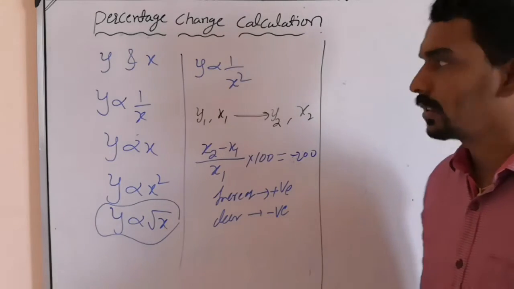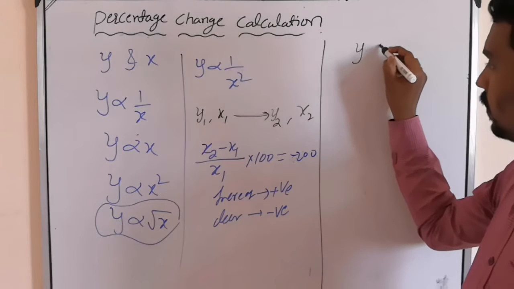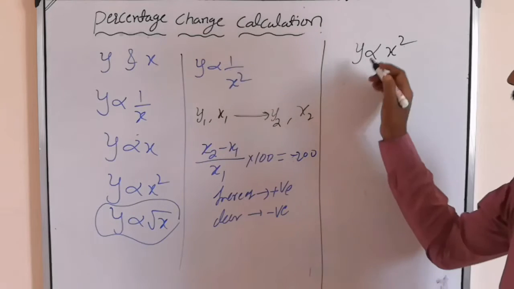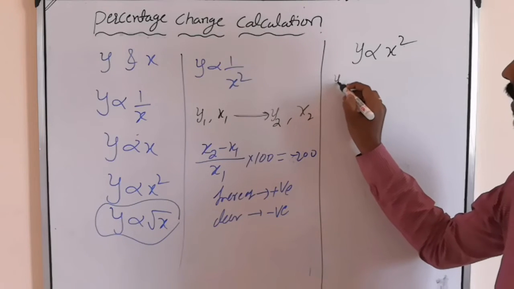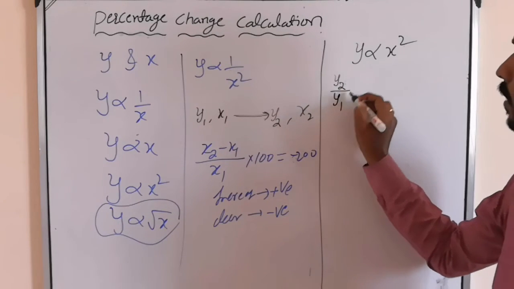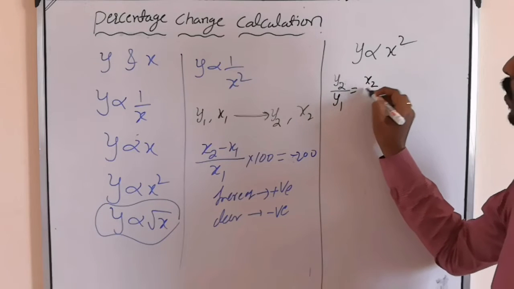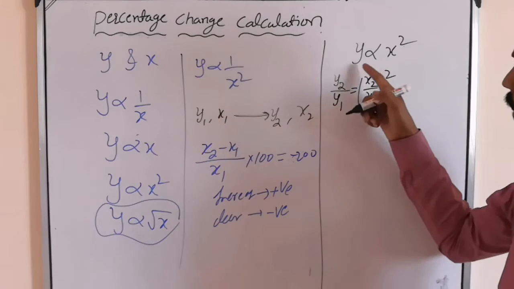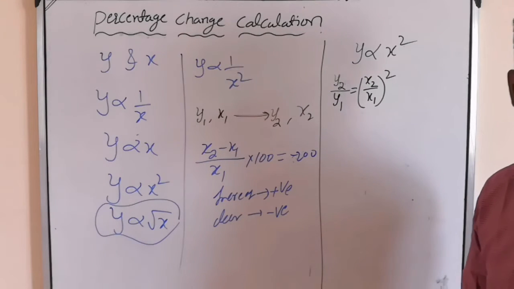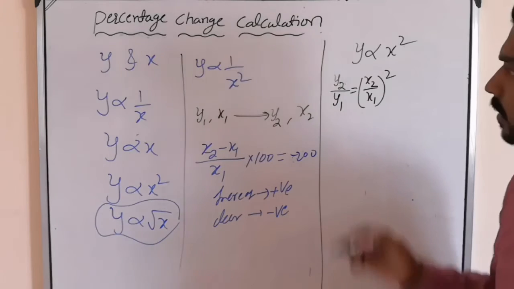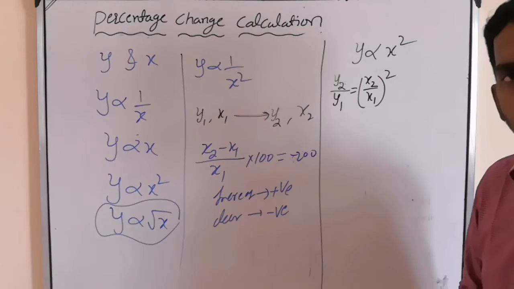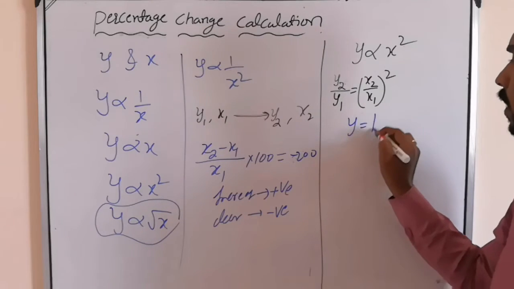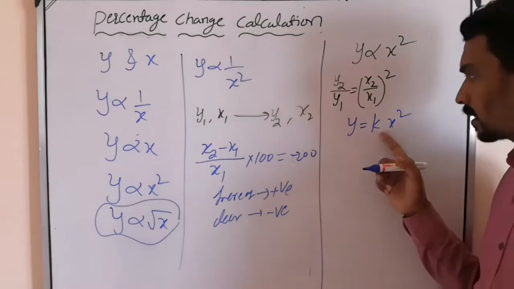Suppose according to the given question you got the relation like y proportional to x square. Then y2 by y1 equals x2 by x1 whole square. Because y is proportional to x square, and when proportionality comes, there must be some constant. Y equals, let's take, kx square, where k is some constant.